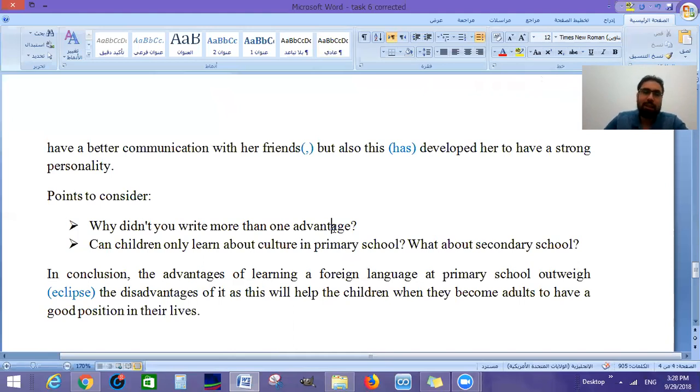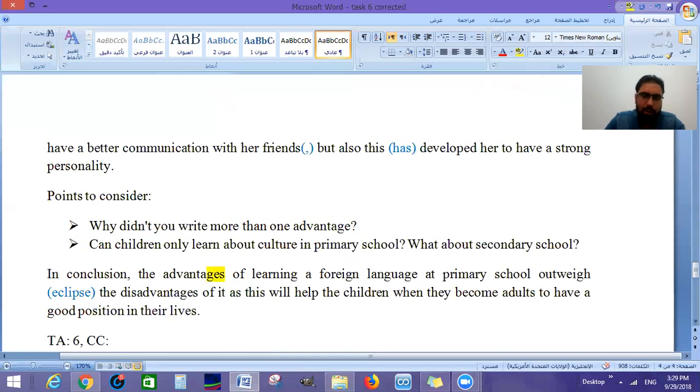"In conclusion, the advantages of learning a foreign language at primary school outweigh the disadvantages, as this will help children when they become adults to have a good position in their lives." Here we only have one advantage, anyway. We could say "eclipse" instead of "outweigh" because maybe we want to get some new vocab in there. Maybe we could also use synonyms like pros and cons, trying to get in that vocabulary. Okay, I think we could have done better than "a good position in their lives." Anyway, TA is definitely a 6.